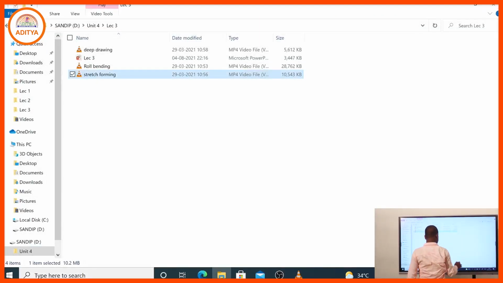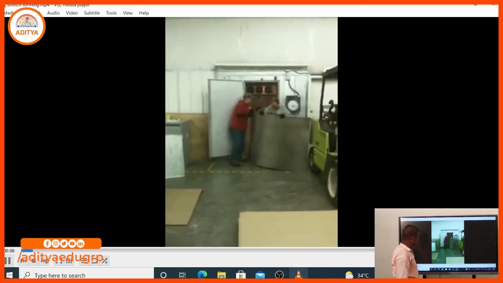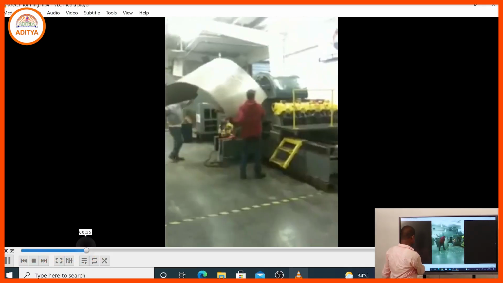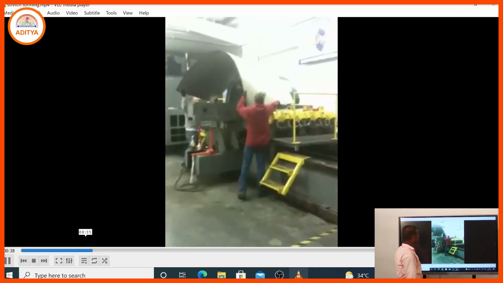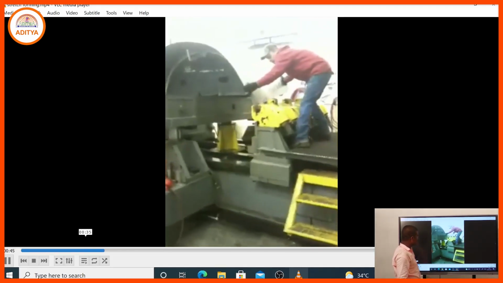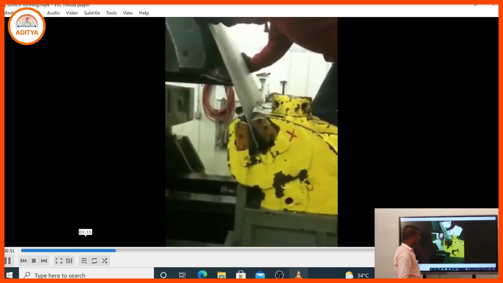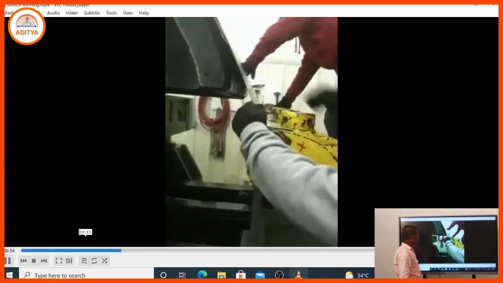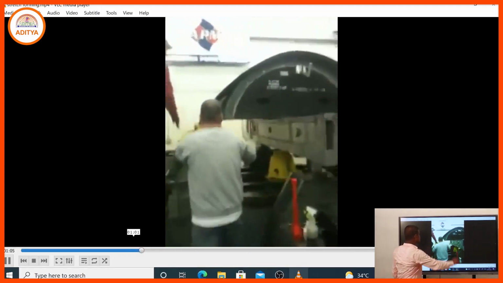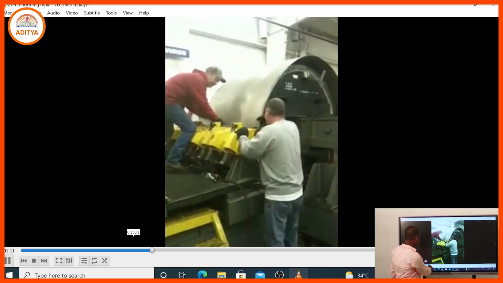Stretch forming operation. That is the thin sheet. They take thin sheets and hold the thin sheet properly in the gripper. They hold the thin sheets in the gripper, and between the grippers some supporting portion is there. Here the supporting portion is there. They hold the thin sheet properly in the gripper.